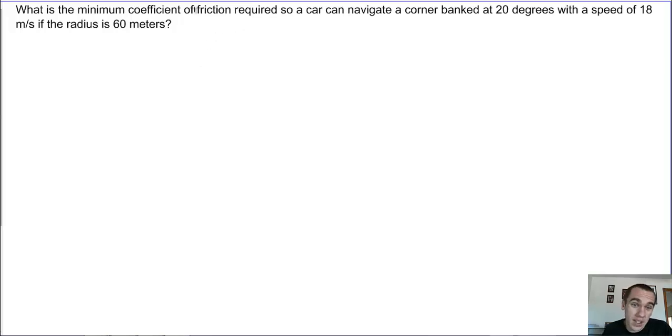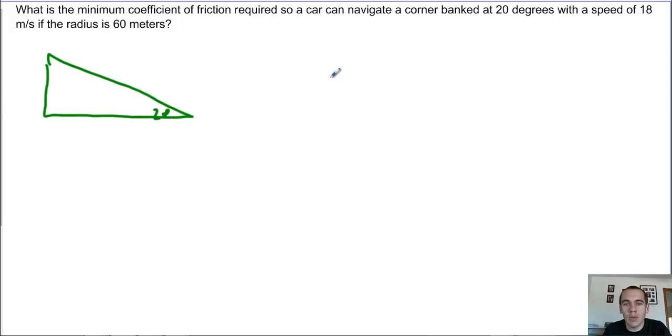We're going to take what we just did and extend that. Now we're going to say, okay, what if there is friction? How fast or how much friction is required to actually turn this corner? So now I'm giving you a little bit more information. I'm telling you that we have a bank angle of 20 degrees. So this angle is 20. I'm telling you that the radius is 60 meters and the car is traveling at 18 meters per second.